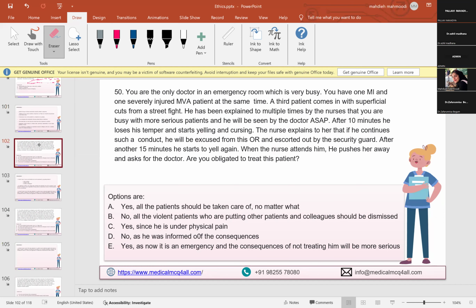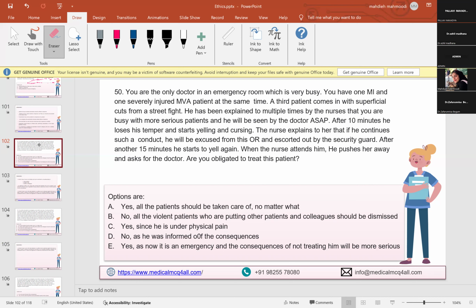Next, you are the only doctor in an emergency room which is very busy. You have one MI and one severely injured motor vehicle accident patient at the same time. A third patient comes in with superficial cuts from a street fight. He has been explained to multiple times by the nurses that you are busy with more serious patients and he will be seen by the doctor ASAP. After 10 minutes, he loses his temper and starts yelling and cursing. The nurse explains to him that if he continues such conduct, he will be excused from the ER and escorted out by the security guard.